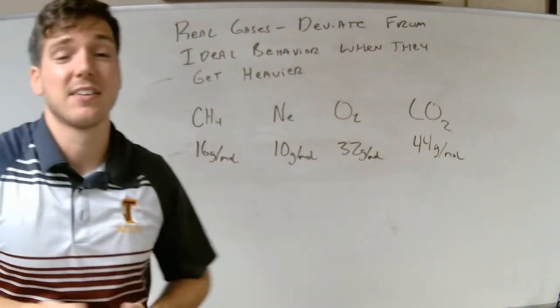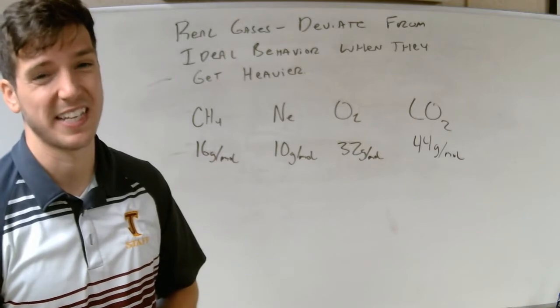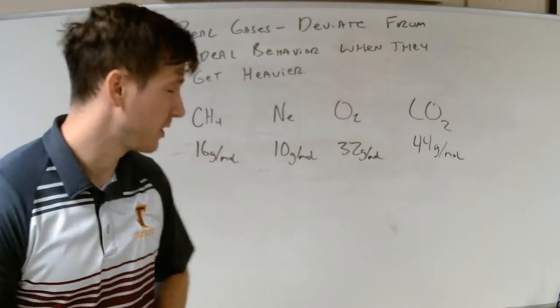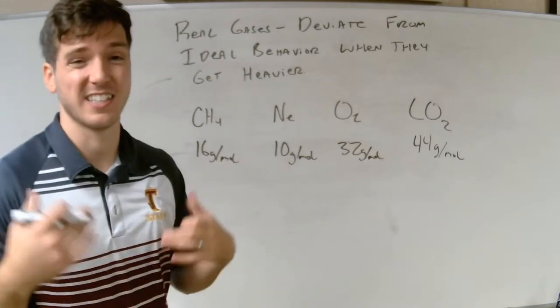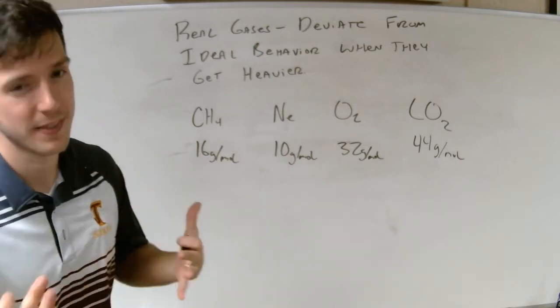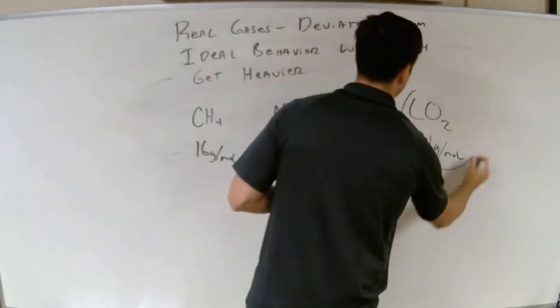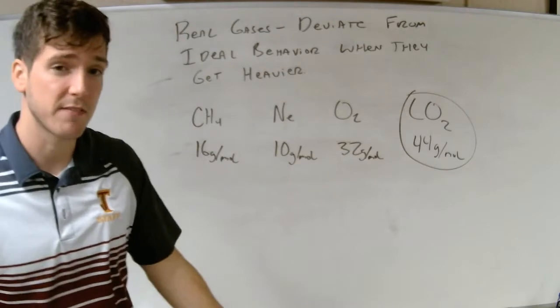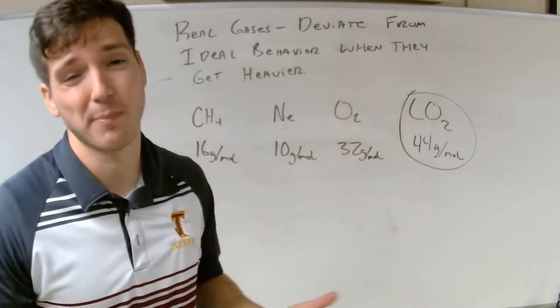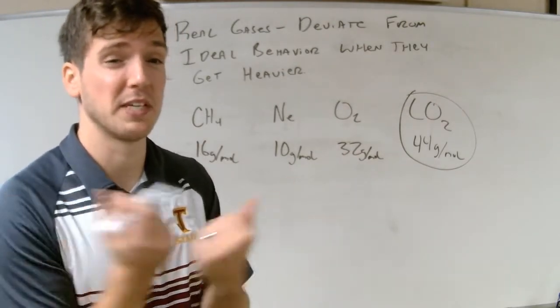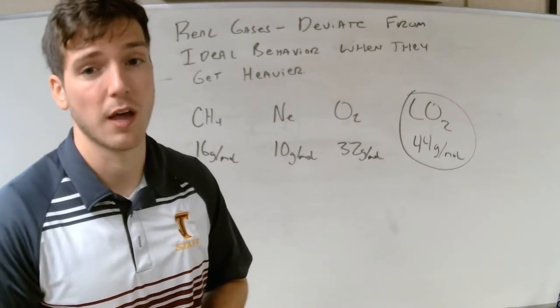So I might ask you, which one is the most real gas? Which one is the realest? It deviates from ideal behavior the most. That answer is going to be CO2. It's the heaviest. It's most likely going to slow down when it bumps into other molecules. It's most likely going to be attracted to one another most because it's so heavy.